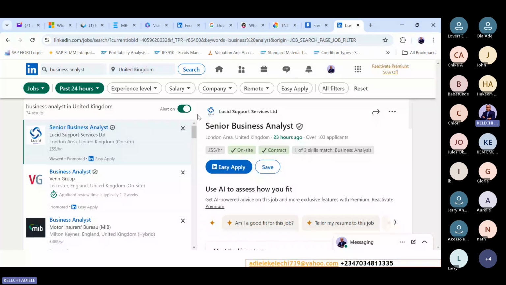So you can see that the role here is £55 per hour. So what they're going to be paying this BA is £55 per hour. So if you work 8 hours, you're already earning over £400 per day. That's huge, which is good.